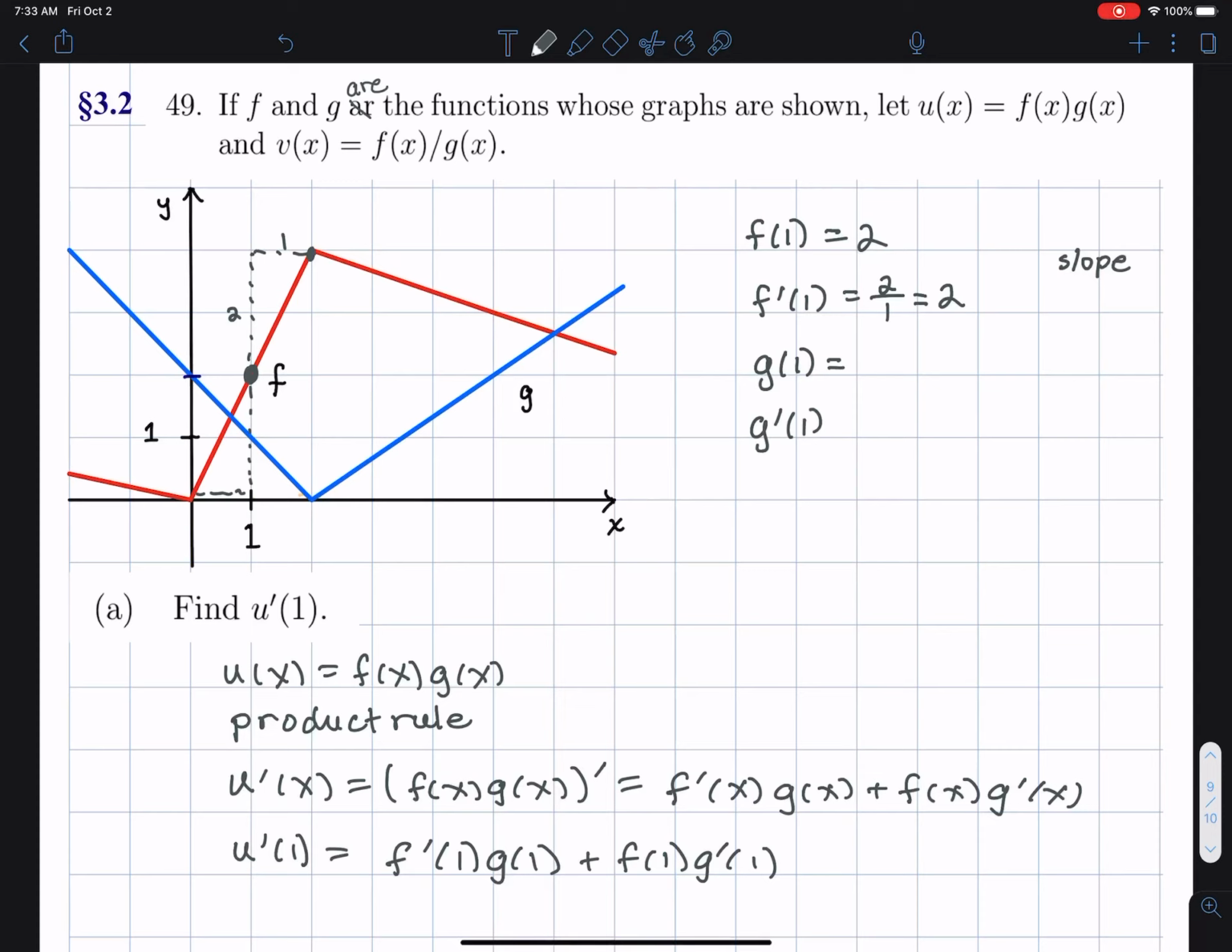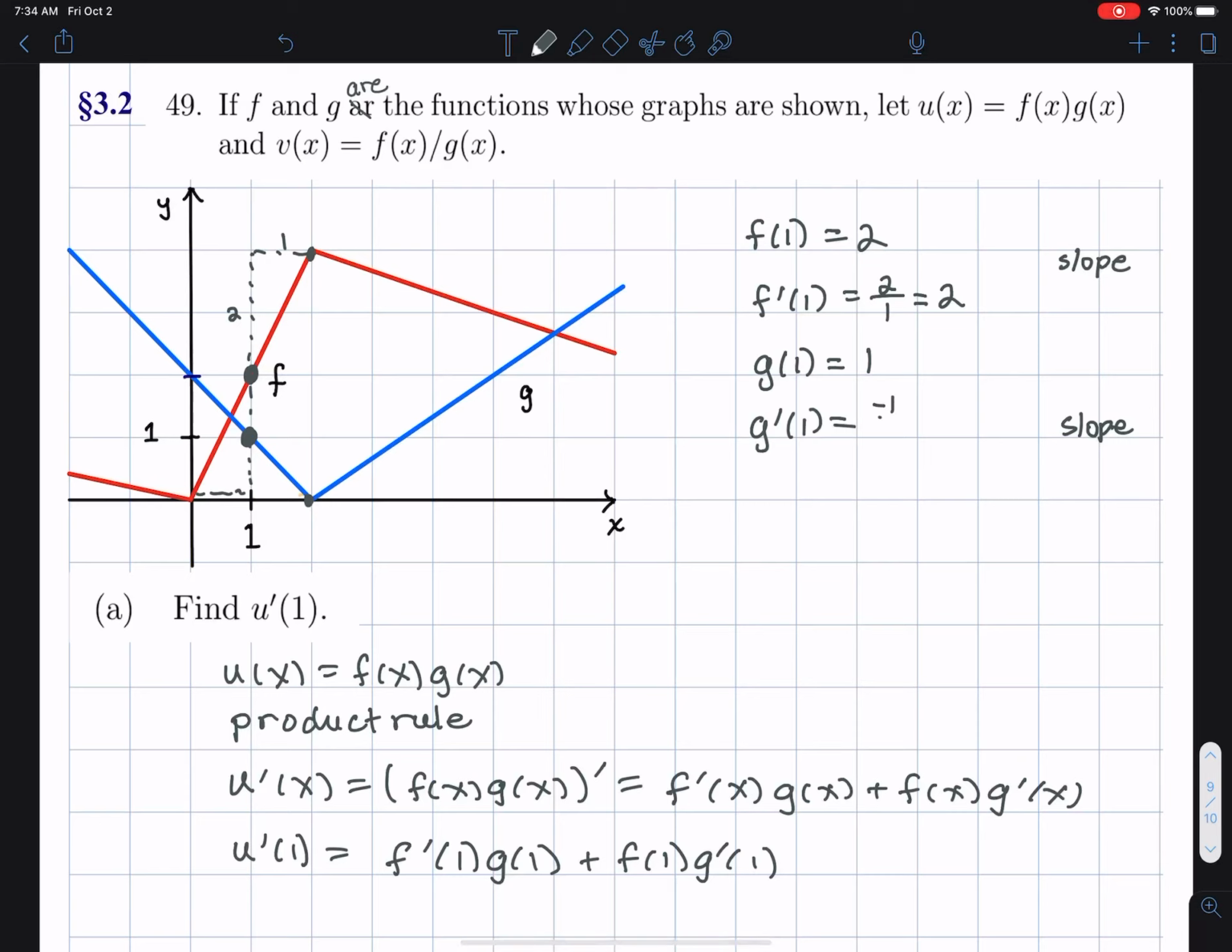Now for g of 1, I need to fill in f of 1, f prime of 1, g of 1, and g prime of 1. So for g of 1, I am now going to focus on the blue graph, and we see when x is 1, y is 1 on the blue graph. And for the derivative, again, I look at the slope, this time for the blue graph. This time for g, to go from one point to another, starting when x is 1, I have to go down 1 and then to the right 1 to get to the next point. So that's negative 1 over 1, and that's negative 1.